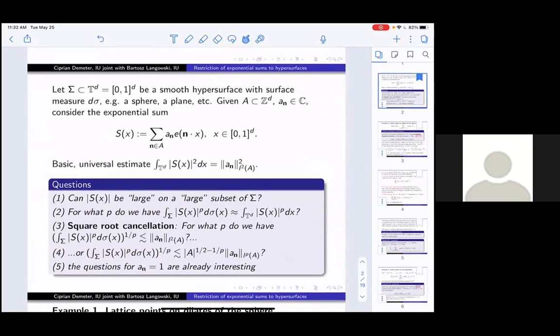So I'm going to start with an exponential sum, which I denote by S of x. S could come from the word sum, for example. So I'll have a subset of lattice points called capital A, and I'm going to have a bunch of weights, the little a_n. They are complex numbers, and then I have this exponential sum, which is the sum of all these weighted waves. The second thing that I'd like to consider is a smooth hypersurface.